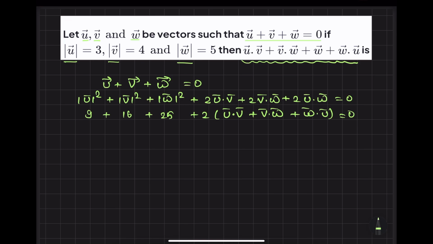Okay, now if you observe, it is 50. So taking 50 to that side, we get u dot v plus v dot w plus w dot u equals minus 50 by 2, which equals minus 25. Okay, hence the required value is what? Minus 25. I hope the idea is clear and you guys can handle similar situations.